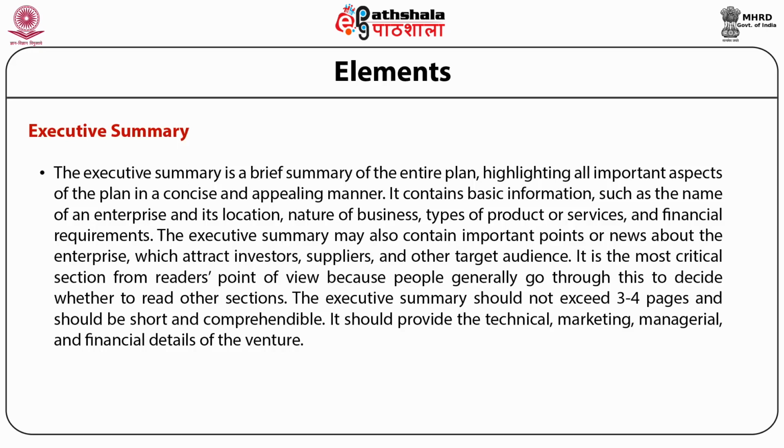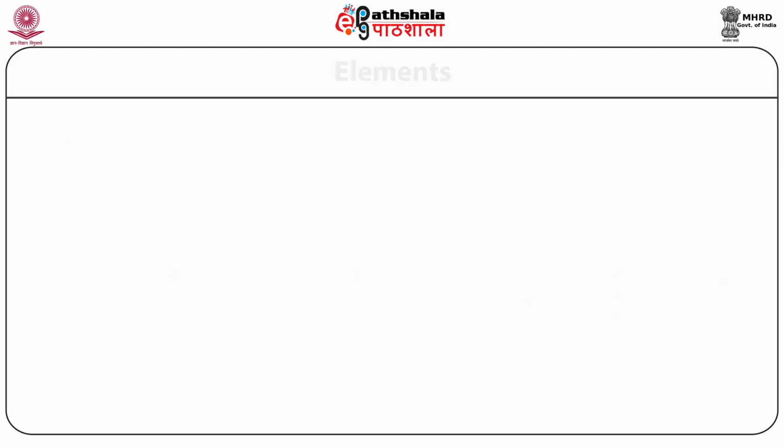audience. It is the most critical section from the reader's point of view because people generally go through this to decide whether to read other sections. The executive summary should not exceed 3 to 4 pages and should be short and comprehensible. It should provide the technical, marketing, managerial, and financial details of the venture.